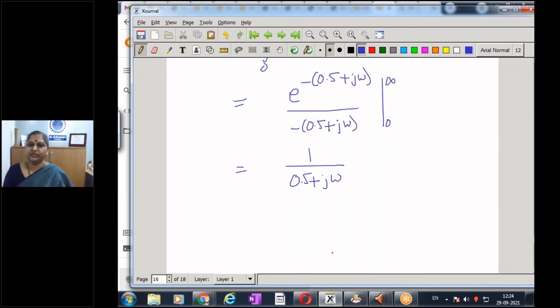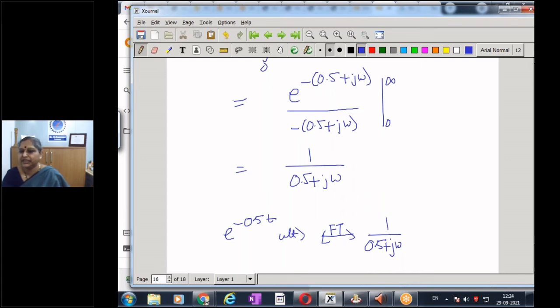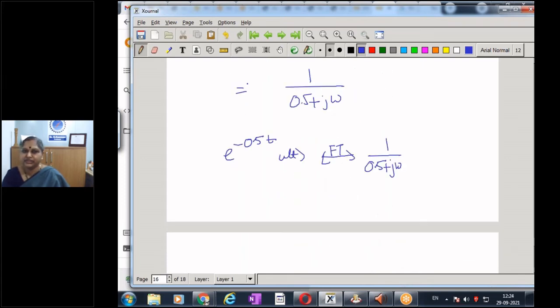This again is a result we already know. Hence e to the power of minus 0.5t u of t will have a Fourier transform given by 1 by 0.5 plus j omega. This is our result. And now how is my result? My result is complex. So can I plot this result in a single curve, or do I need two curves?